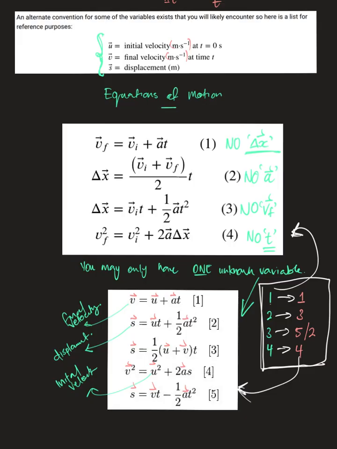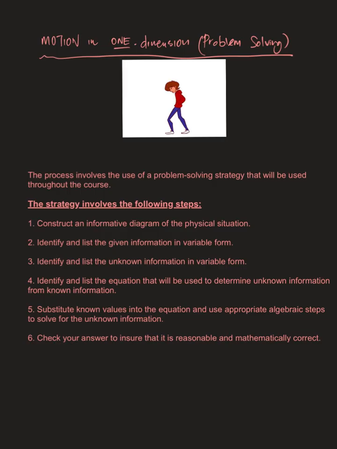All right, so those are the different types of equations of motion, and we're going to look at how to go through a question. What are the rules? What are the things you have to do? And then we're going to look at some problems and see how we could solve those things. All right, so let's have a look here. We're looking at motion in one dimension, and we're looking at problem solving.